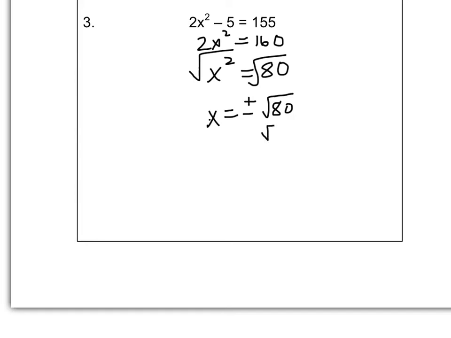So this is going to be the square root of 16 times 5, which then becomes the square root of 16 times the square root of 5. And the square root of 16 becomes 4. So this is x equals positive and negative 4 square root of 5. Again, the square root of 5 is not a perfect square, and there are no perfect squares that go into 5. And this is your answer. Two solutions again, one positive, one negative.